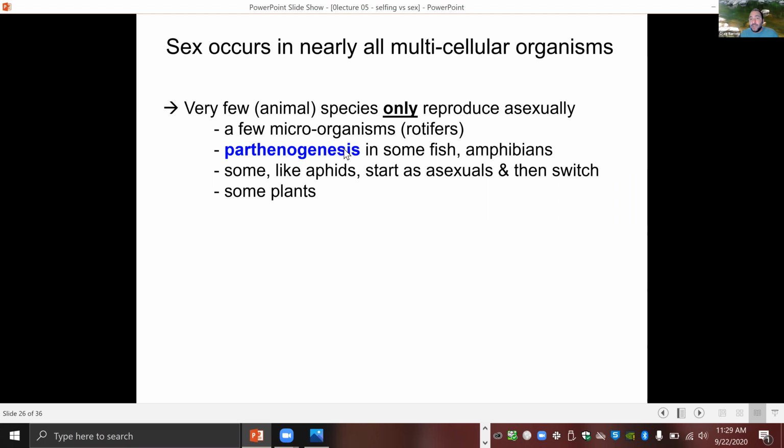There's something called parthenogenesis in some fish and amphibians, where females can produce offspring without fertilization, so they can produce viable offspring without fertilization. Some, like aphids, insects called aphids, start as asexual and then switch. And aphids can reproduce a lot of individuals very quickly.